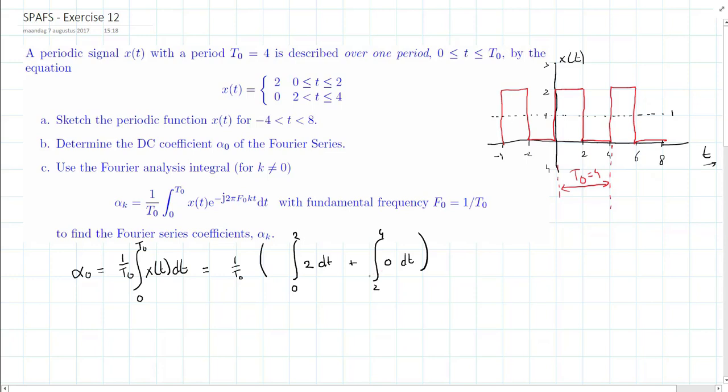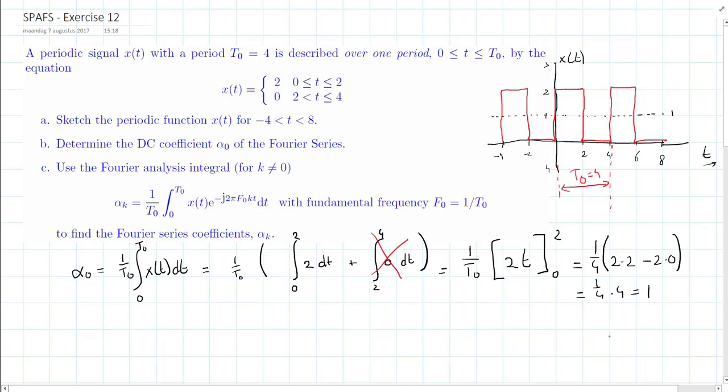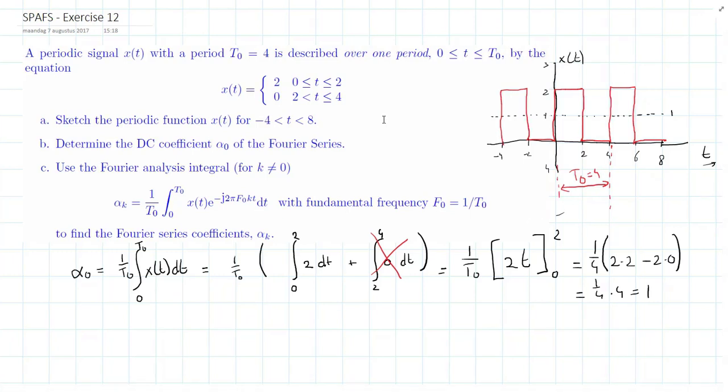So as you can see, this integral simply vanishes, and we're left with this integral. So if we were to integrate, we would get 2 times t over 0 to 2. So we have 1 over 4 because the period is 4 long, and we have 2 times 2 minus 2 times 0, and we would simply get 1 over 4 times 4 is equal to 1. So that's the DC coefficient alpha 0.